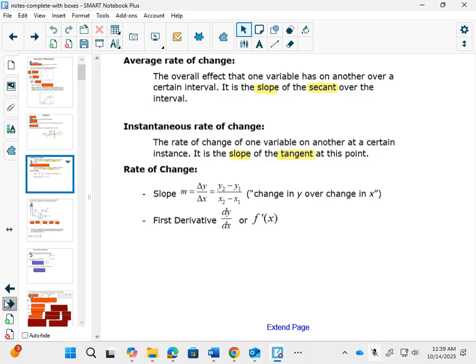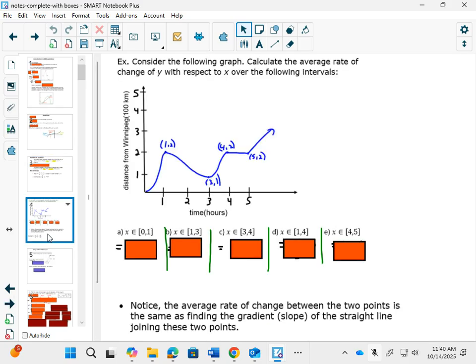So what we're going to find out is how these things, the slope of the secant and the slope of the tangent, are related to each other. Now first we'll do this graph right here. This is your distance from Winnipeg.